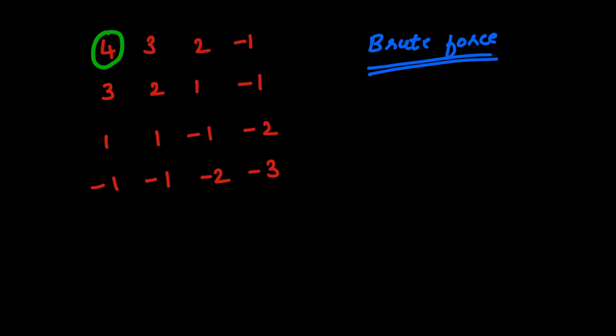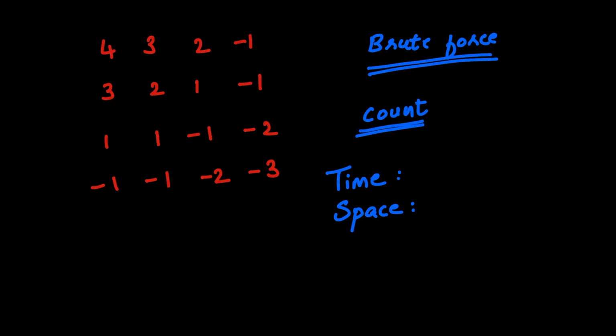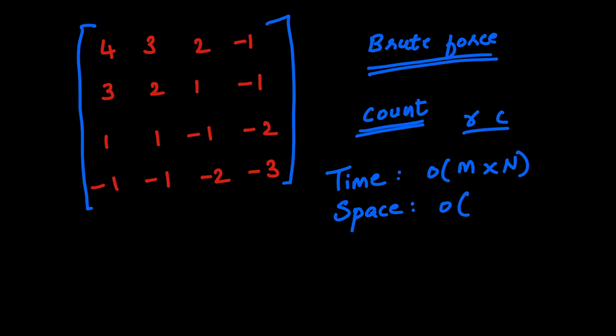Starting with the brute force approach, we'll iterate through all of the elements in the given matrix and calculate how many of them are less than 0. Once the iteration is complete, simply return the count. As we are iterating through the entire matrix, the time complexity will be O of m into n, where m and n are the number of rows and columns, while the space complexity is O of 1, as we only need one variable to record the count.